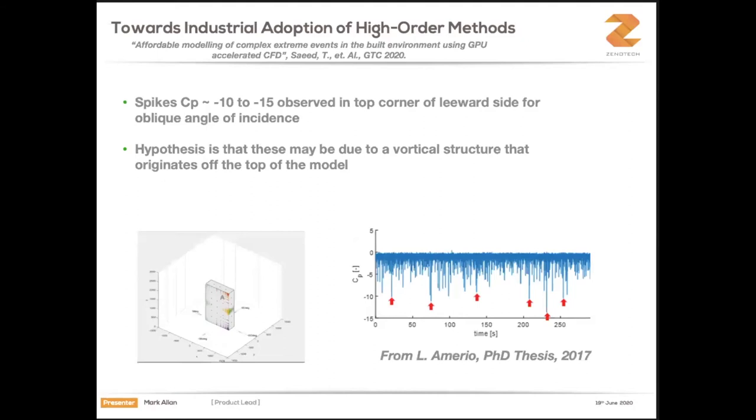What we were trying to observe in this case, if we look at the bottom right curve, we can see there are spikes that are marked with the red arrow. Around every 50 seconds, there was this low pressure spike that was observed at the corner on the leeward side. The hypothesis was that this was due to a vortical structure originating off of the top of the model. So really we were trying to see if we could get some of these spikes at an affordable cost.